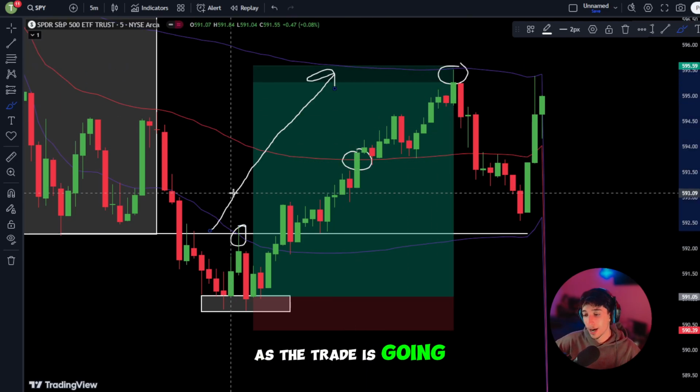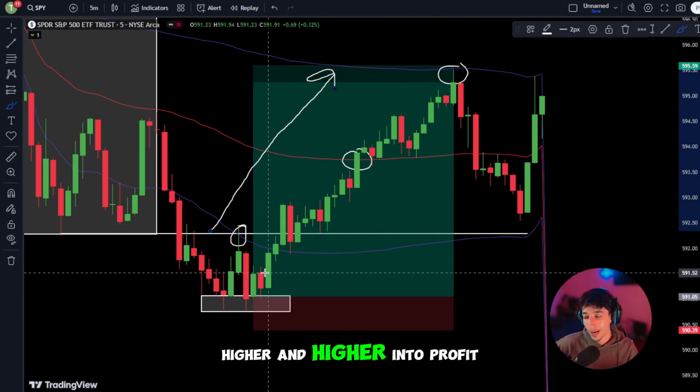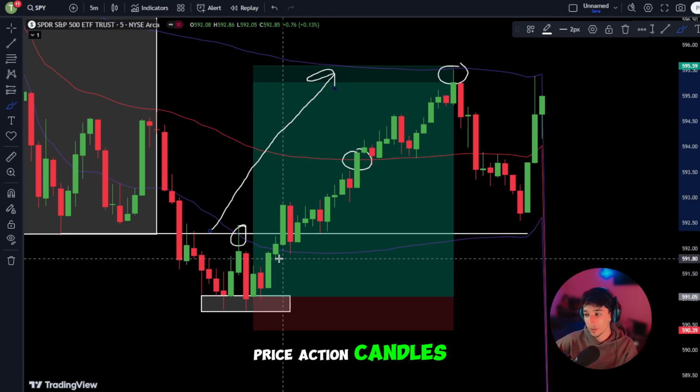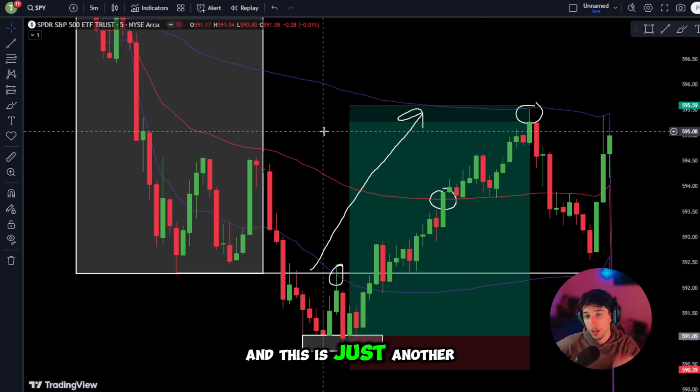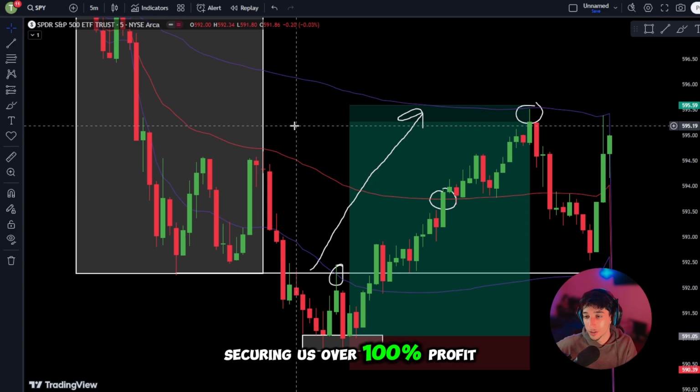As the trade is going higher and higher, you're going to want to trim and continue moving your stop loss higher and higher into profit. Simply by utilizing time and price action candles, you can catch some pretty nice reversal trades. And this is just another example of a trade we took in the Discord server, securing us over 100% profit.